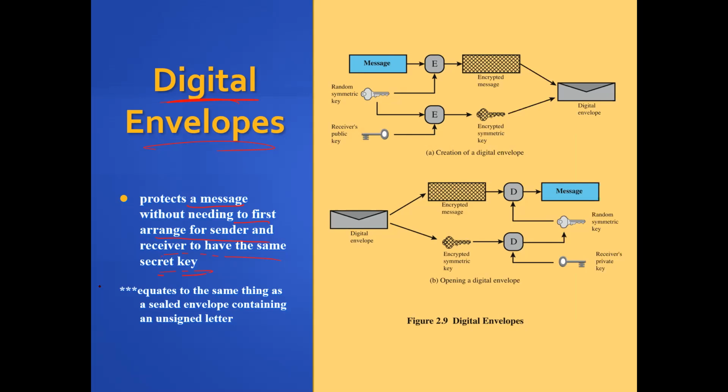So it's kind of a thing where you know what, I'm just going to send everything all at once to my friend. My friend knows everything about cryptography, so they'll know how to decrypt this, right? So you can literally just drop it in the mail, it arrives at your friend, and your friend can figure it out. So it equates to the same thing as a sealed envelope containing an unsigned letter, right? So let's think about the digital envelope here, the same ideas.